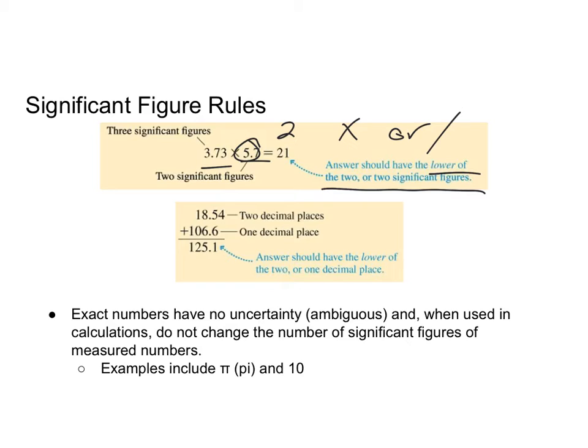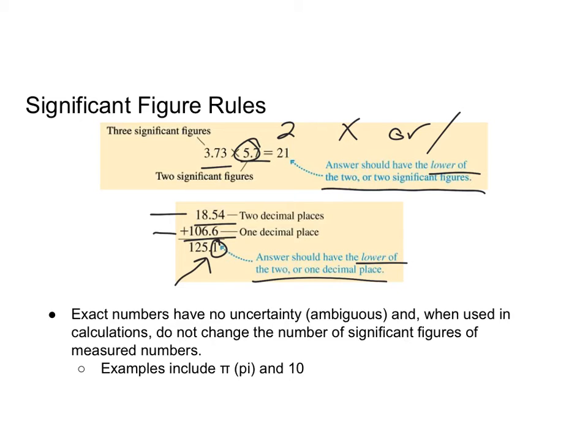If I am adding or subtracting, the answer should have the lower of the 2 decimal points, not how many sig figs we have. This 106.6 is only known to the tenth, 18.54 is known to the hundredth. My answer can only be known to the tenth. You notice here that it's 4 sig figs and 4 sig figs, but my answer is governed by my least precise known value. So if I go 5 meters and 50 centimeters, which one's my least precise known value?